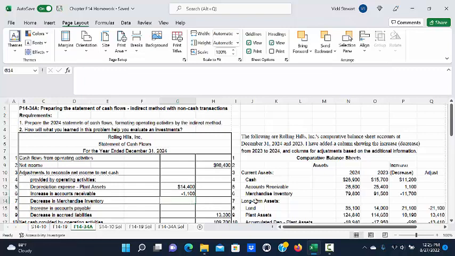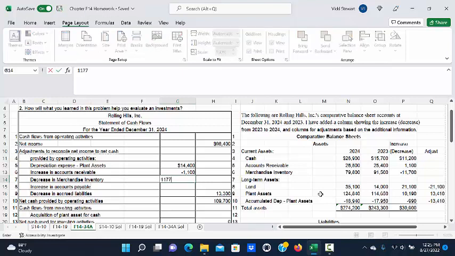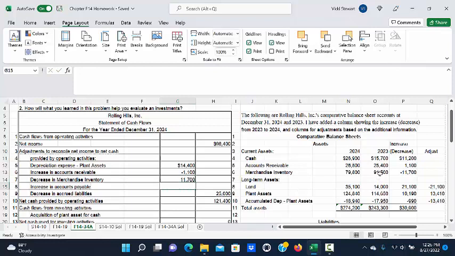Next, we notice that our merchandise inventory has decreased from 2023 to 2024. So when current assets decrease, those amounts would be added back to net income. Now, why is that the case? The reason we would add back that amount of merchandise inventory is because not only did we include all of the merchandise inventory that we purchased this year in net income, but we also had $11,700 of merchandise inventory that would have been purchased last year.